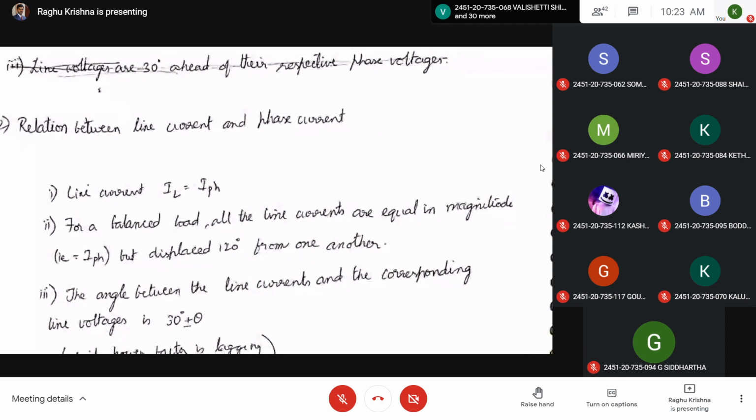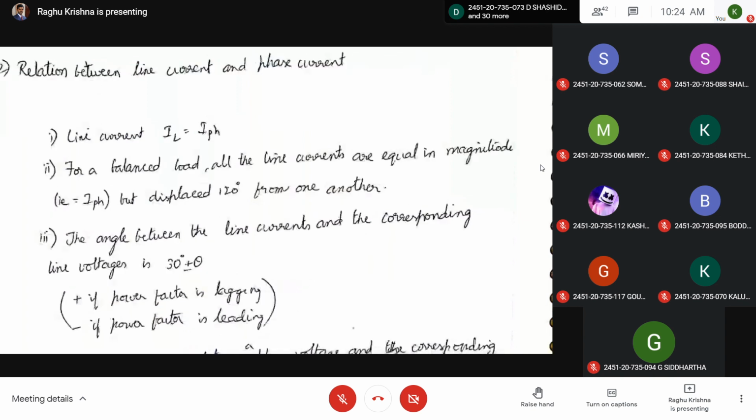So second point you can see here. For a balanced load, all the line currents are equal in magnitude. That is equal to I phase, but displaced 120 degrees from one another. Magnitude will be equal, but they are having a phase displacement of 120 degrees.